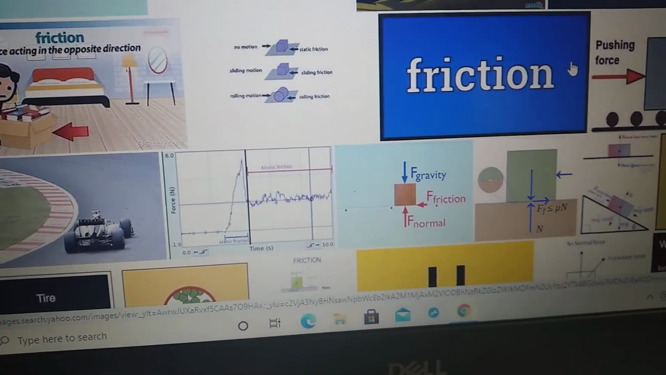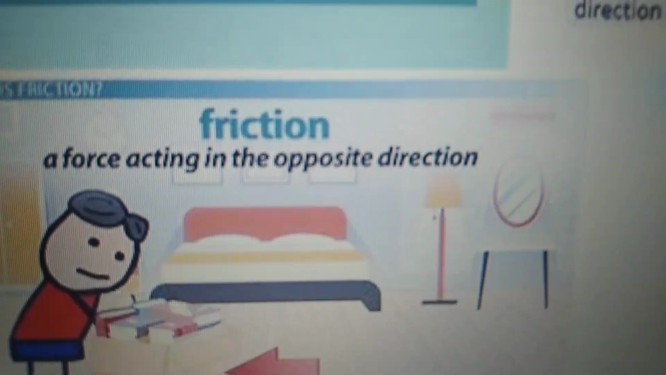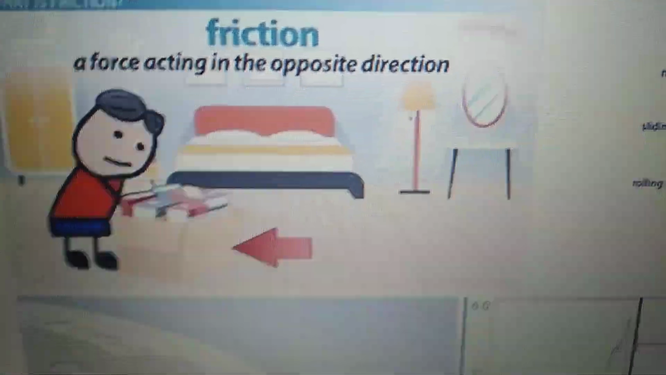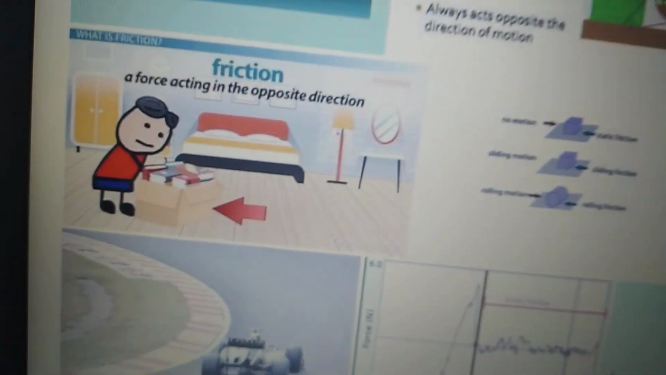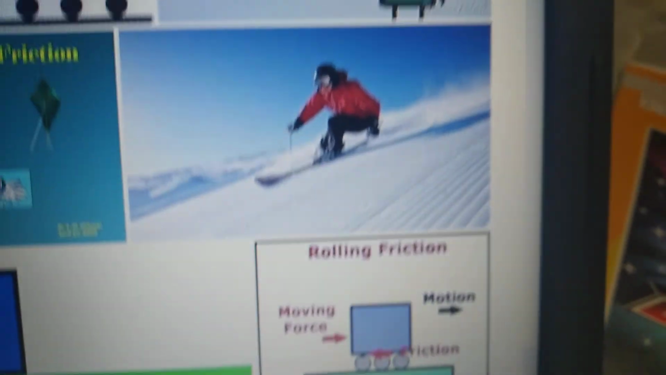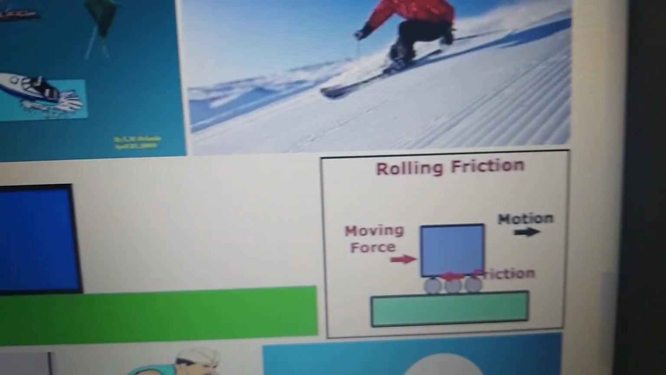See, these are all examples of friction. Friction is nothing but a force acting in the opposite direction. It always acts opposite to the direction of motion. That is called friction. So skating on ice, it takes less friction.